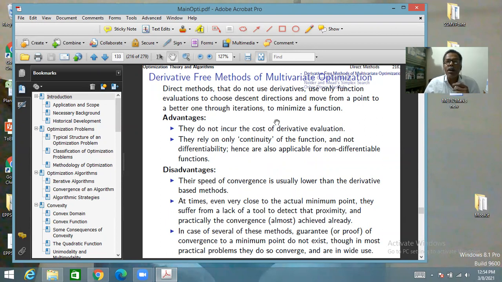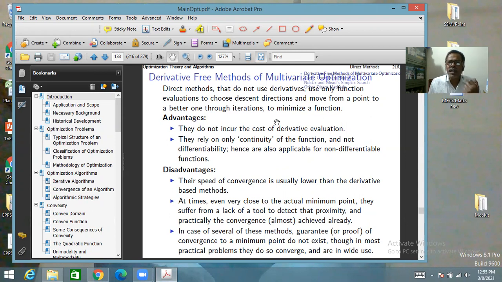And therefore you can apply these even for those functions which are not differentiable. Okay. However, there are quite a few disadvantages. Their speed of convergence is typically lower than the derivative-based methods, because derivative-based methods take a far-sighted view of the function and accordingly can move further.